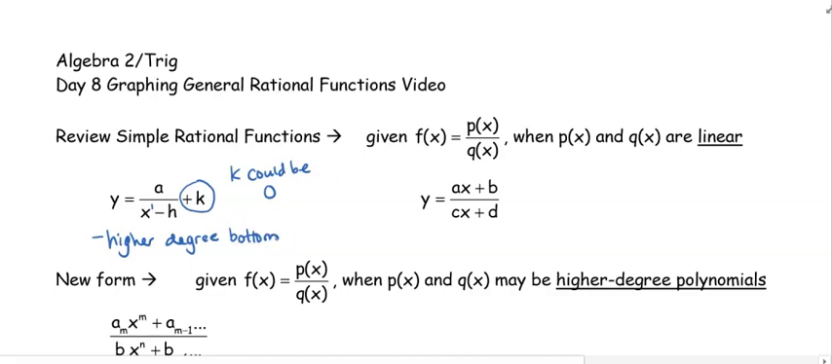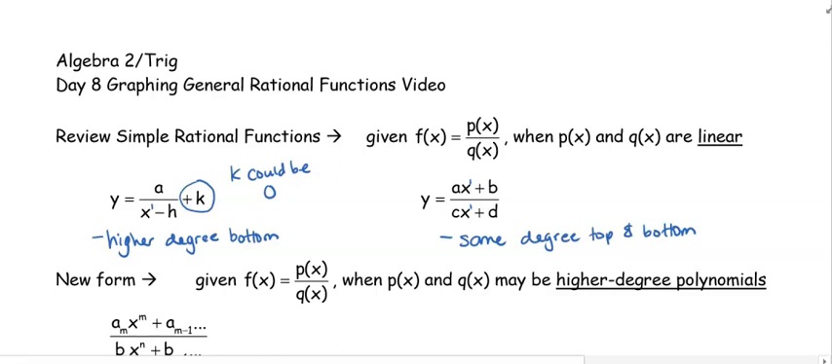For our other one that we looked at, I see that I have a first degree on top and a first degree on the bottom. This is when we have the same degree on top and bottom. Those are the two equations that we've already looked at.